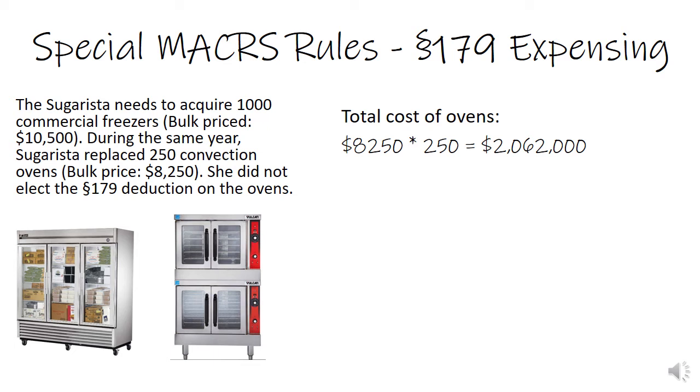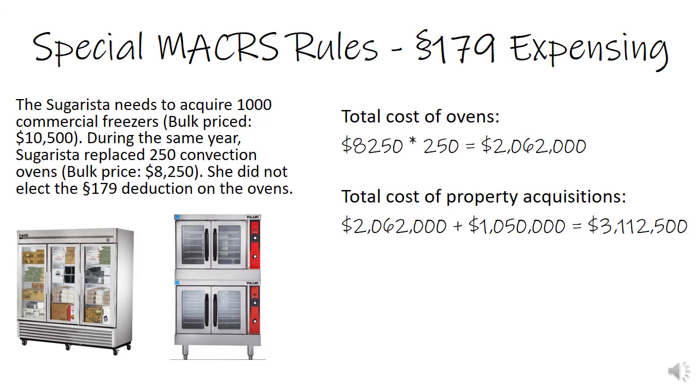The sugarista purchased 250 ovens that each carried a cost of $8,250. During the year, she's already acquired $2,062,000 worth of property that can be depreciated. The total cost of her property acquisitions is the sum of the amount she spent on the ovens and the amount she would spend to acquire the commercial freezers. This puts her at total property acquisitions for the year of $3,112,500.